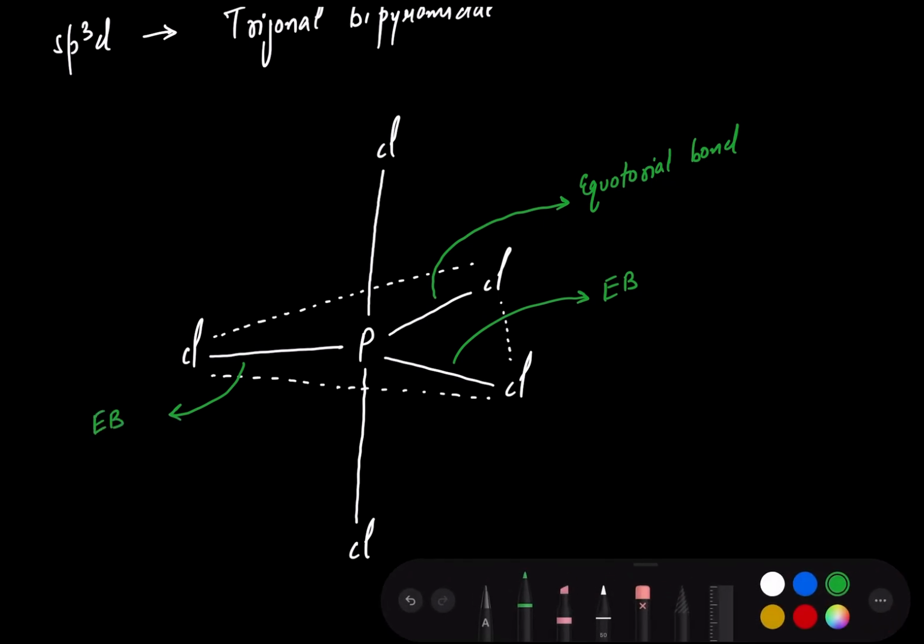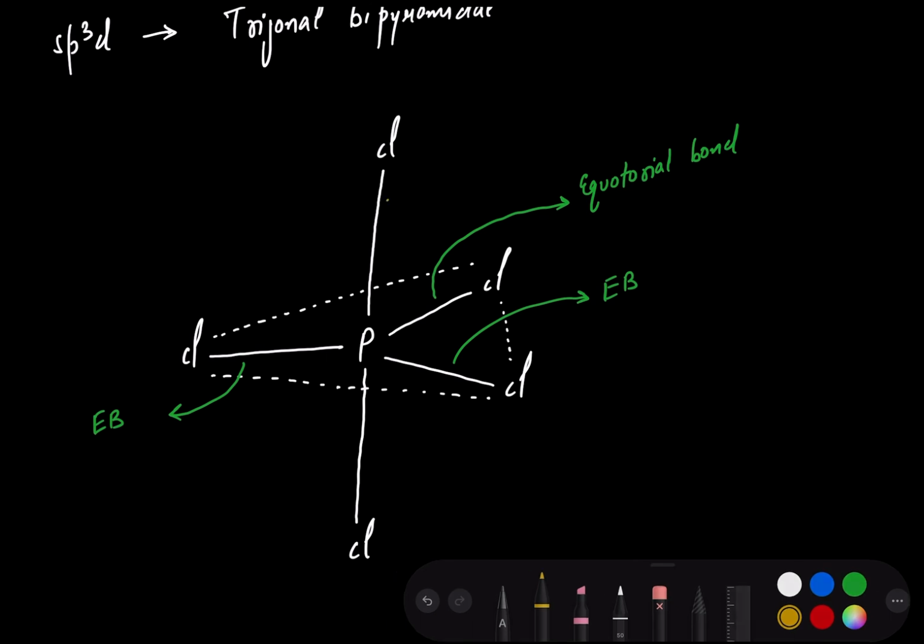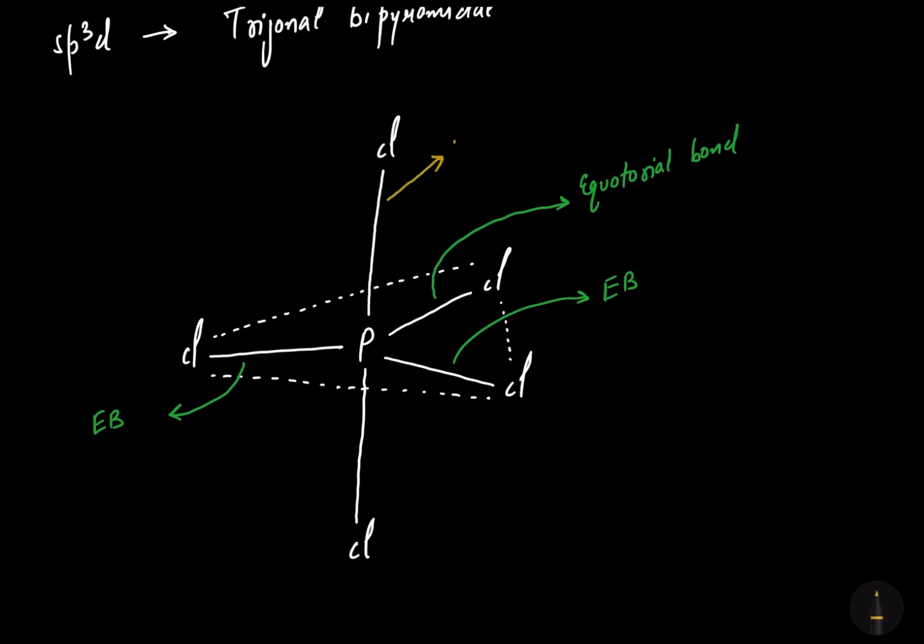Now, on the other hand, we are having another 2 chlorine atoms with bonds called axial bonds. These 2 bonds are called axial bonds, the upper bond and the lower bond. Upper, above the equatorial plane, and the lower bond, that's below the equatorial plane. So these 2 bonds with the yellow one are called the axial bonds.